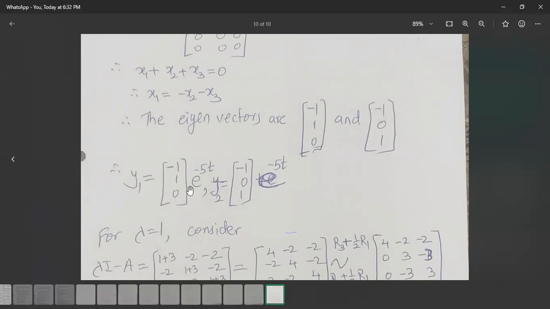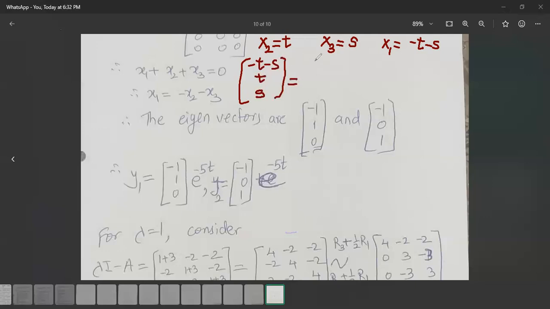I would like to, yes. So let me go here. See, I put X2 as some T and X3 as S. So what will be X1? Minus T minus S. What will be our matrix then? Matrix will be minus T minus S. Place of X2 I'll write T. Place of X3 I'll write S.